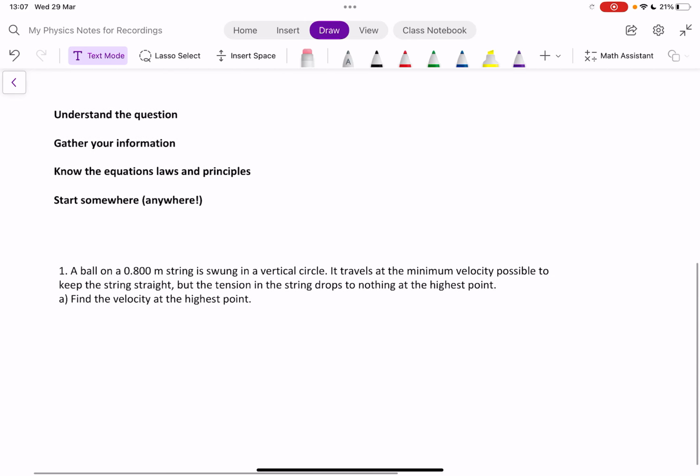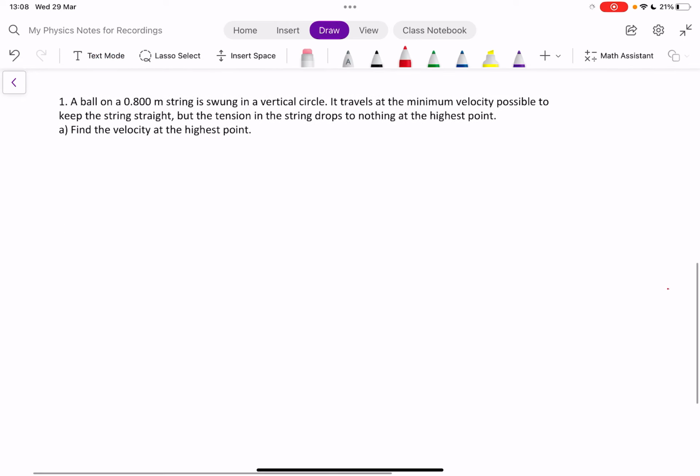Let's take a look at this little example. So a ball on a string, 0.8 meters, swung in a vertical circle. It travels at the minimum velocity possible to keep the string straight. The tension in the string drops to nothing at the highest point. Find the velocity at the highest point. Okay, so not too complicated a situation, but it's not perhaps as straightforward as it first seems.